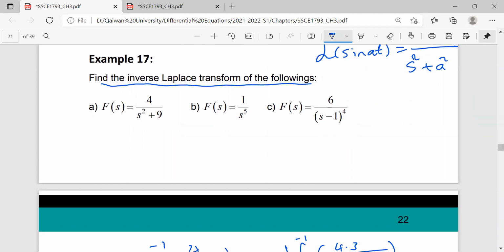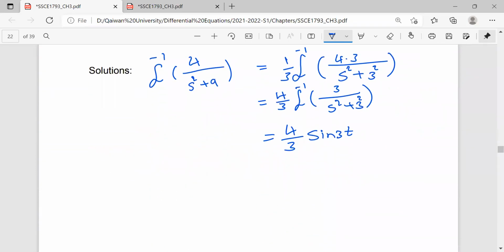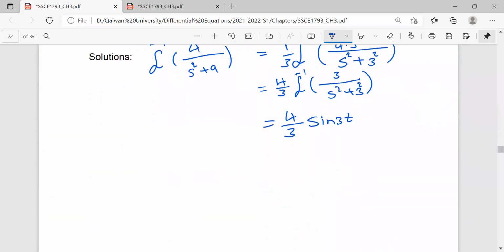The second one, we have 1 over s to the power 5. Since in the denominator you have only s without plus or minus anything else, that means it's polynomial. It's t to the power something. What's the power of t there? Let's first write down the function. The Laplace inverse of 1 over s to the power 5.